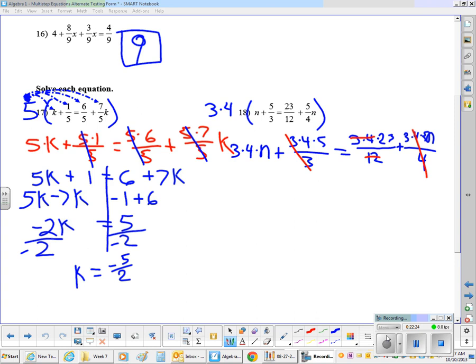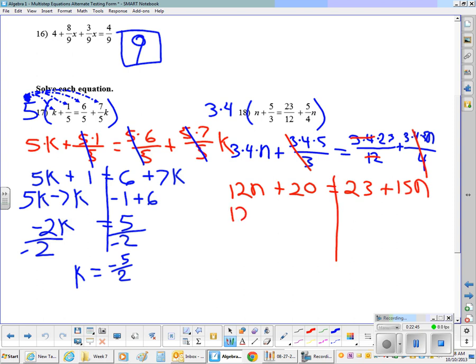Alright. So now we're going to write what we have left over. So that's 12n plus 4 times 5, which is 20, equals, everything here canceled out except for the 23. And 3 times 5 gives me 15n. I then go to solve this. 12n, negative 20 plus 23, and minus 15n. So I get negative 3n equals 3. So n equals negative 1.